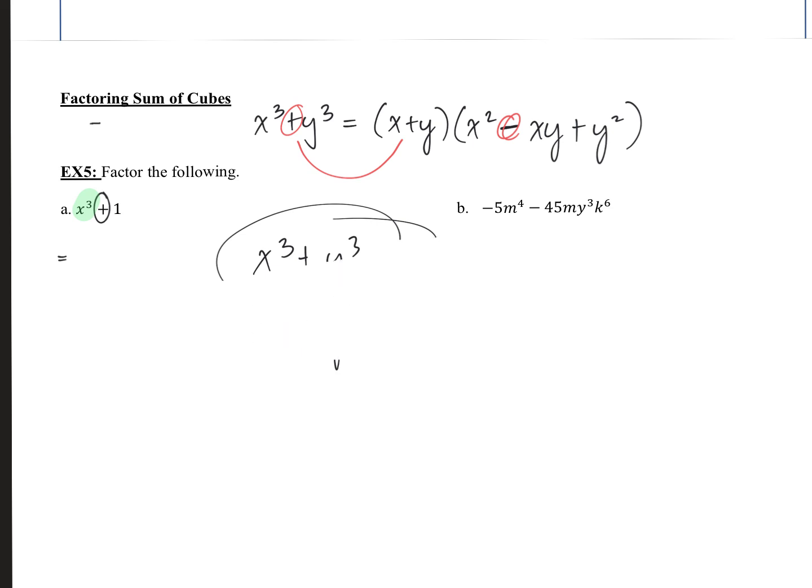Alright, so let's see, can I rewrite it as two items cubed? And the answer is I can. This is x cubed plus, and 1 is awesome because 1 can be written as anything to any power, 1 cubed. Following the formula, this is my x and that's my y. That sounds like a sad song, y, y, y, y. Okay, let's plug them in.